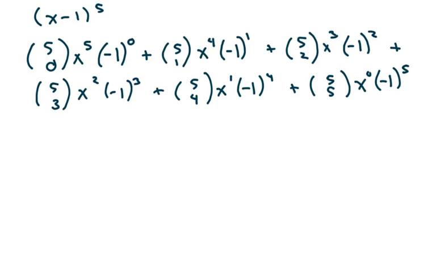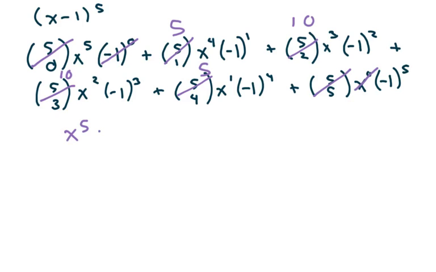Now, we know that this is 1, this is 1. Also, this is 5, and this is 5. We also know from the previous one we did this is 10, and this is 10. So basically, anything to the 0 power is 1. We'll cross those out, and we can proceed.